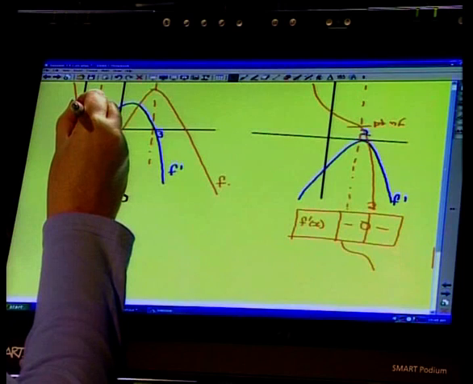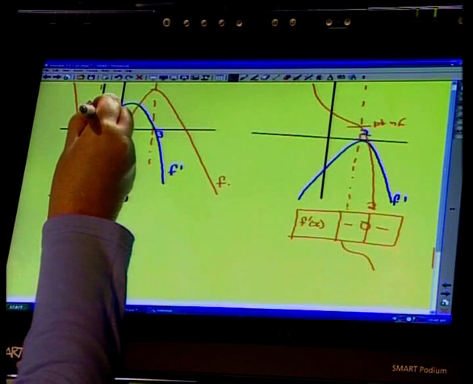So let's just take this line again. Let's check it. They're all negative, negative, negative till we get there.